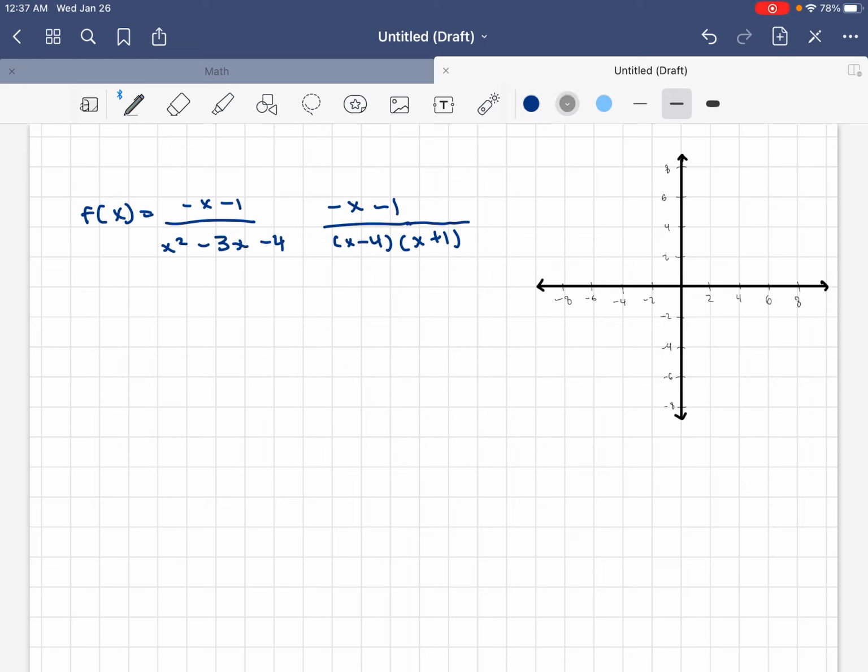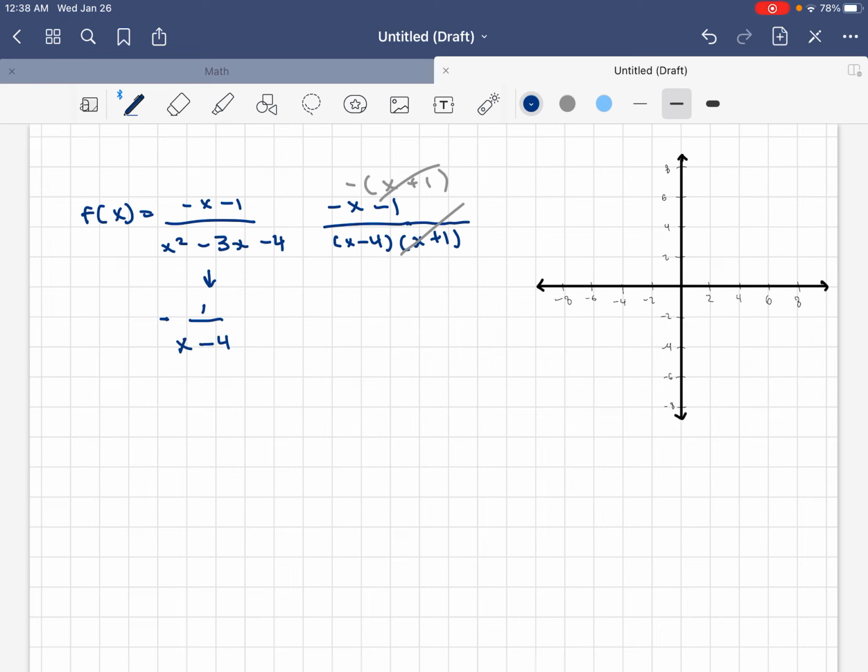Okay, so this is fairly close to this, but it's not quite there yet. So I'm gonna change the top to become this. So now we can cancel that out. And so our simplified function would be negative, because we have this negative here, negative 1 over x minus 4.